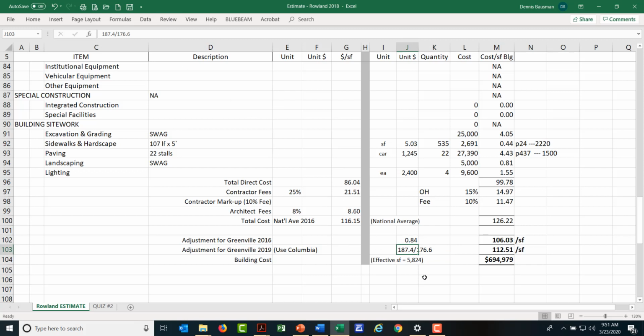176 is a cost in 2017 in Greenville, or Columbia, and then 187 is 3 or 4 years later in Columbia. So I did that ratio and multiplied it times that, and now I get $112.51 a square foot. Adjusting this template from national average to Greenville, and from 2016 to 2019, and from their template to a template that more appropriately matches what we have, we get roughly $700,000.